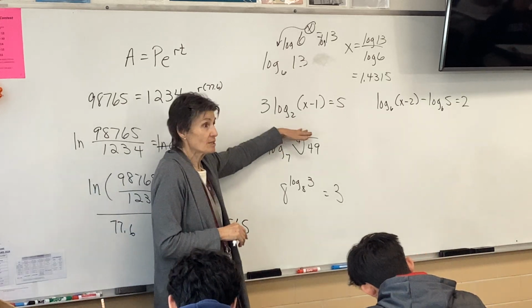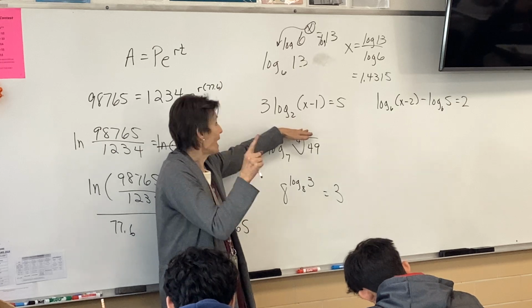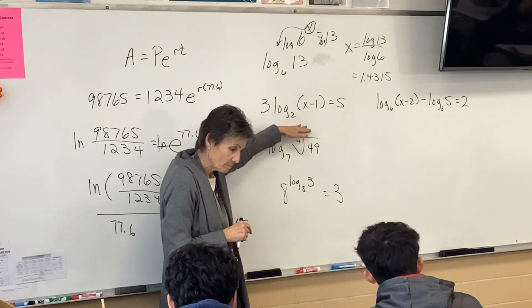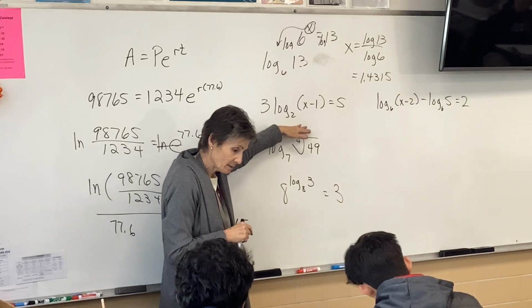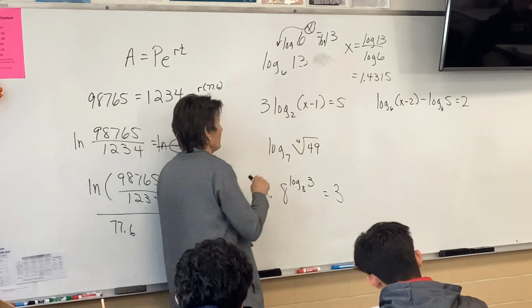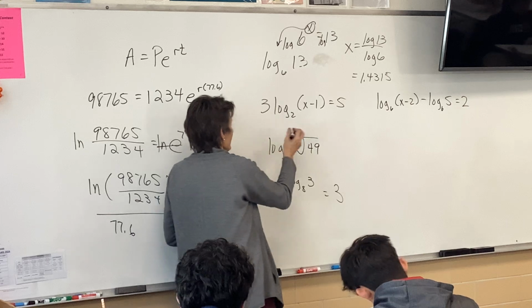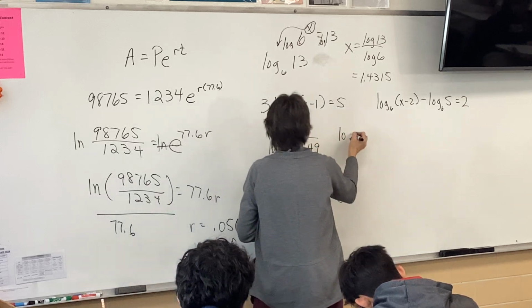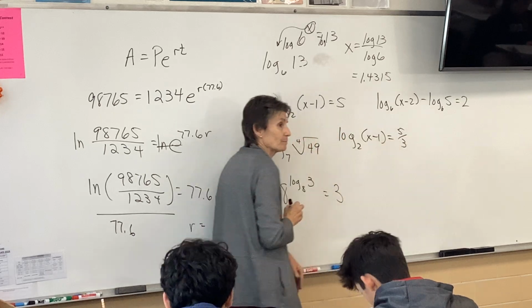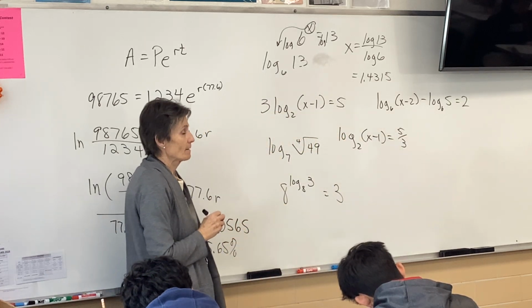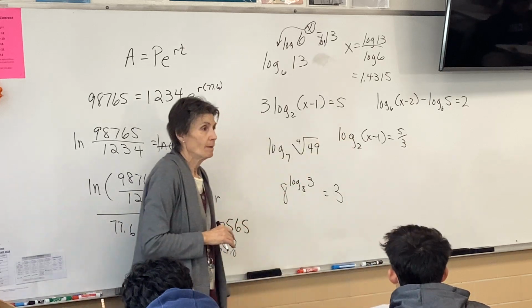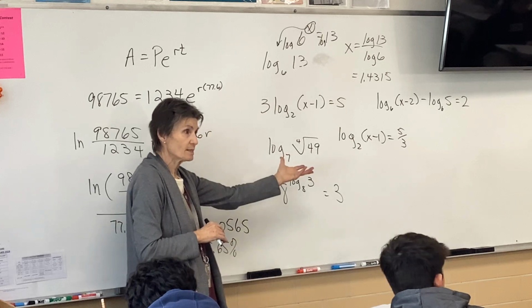Now, I said this one could be a loop-de-loop, but not until you do what? What do you have to do? Did I copy that right? 5 thirds. Yeah. So the first thing we want to do is probably divide by 3. So we have log base 2 of x minus 1 equals 5/3. Now, it's not very pretty. Would have been nicer if that had been a 6, but it's not. So we're gonna deal with this, we can.